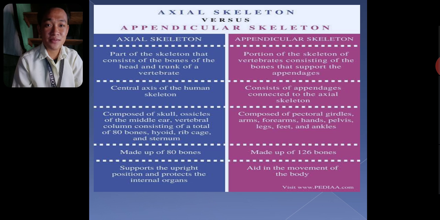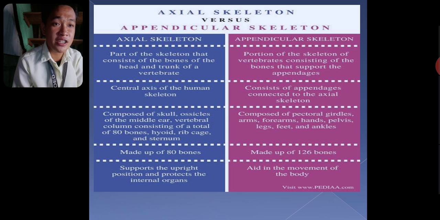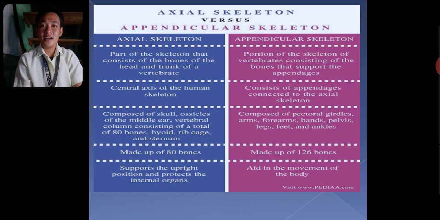Axial skeleton composed of skull, ossicles of the middle ear, vertebral column consisting of a total of 80 bones, hyoid, rib cage, and sternum. So sa appendicular skeleton naman, composed of pectoral girdles, arms, forearms, hands, pelvis, legs, and ankles. So sa axial skeleton made up of 80 bones. So sa appendicular skeleton naman ay made up of 126 bones.